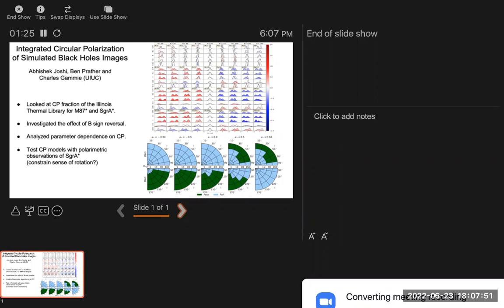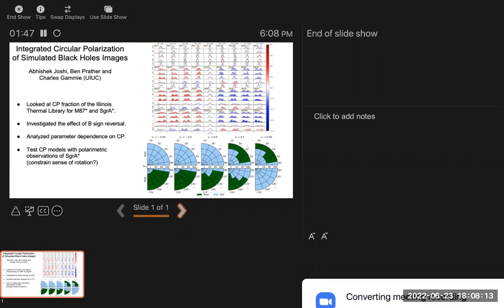Circular polarization, the distribution of it at least, changes a lot when you change the sign of the magnetic field. And so we re-imaged our libraries with a flip in the magnetic field and tried to see what happened. And the results were complicated. I can talk more about it outside.